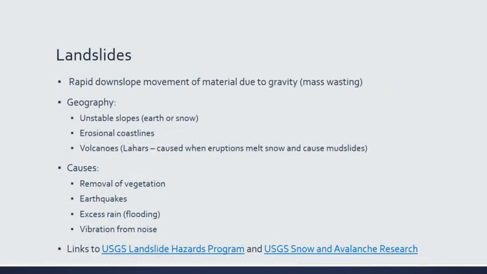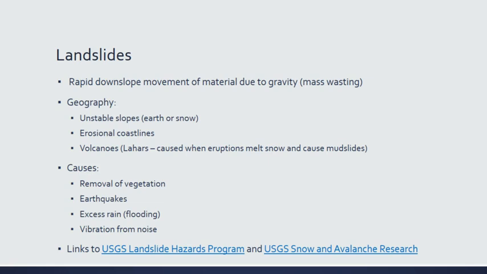Let's talk about those. And again, this is really fast. We could spend the whole semester, we could spend the whole year on just these hazards, and that would be super exciting. But what I want you to get is just a general idea of what's going on, what the potential catastrophic damage is from each of them. All right, so landslides: this is just the rapid downslope movement of material due to gravity. It's also known as mass wasting.